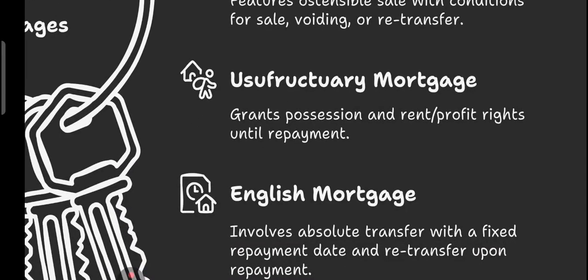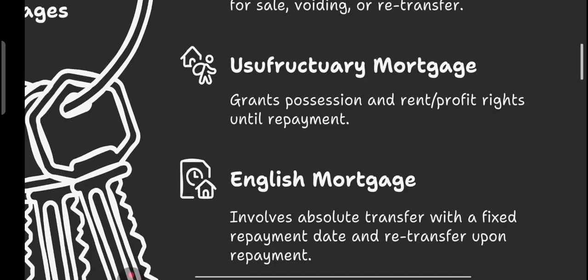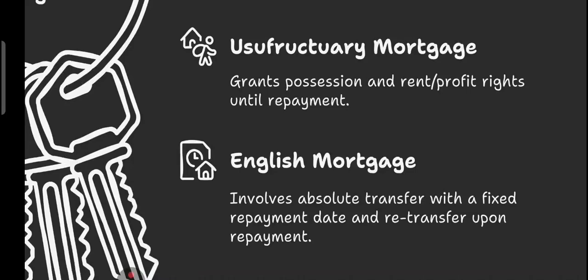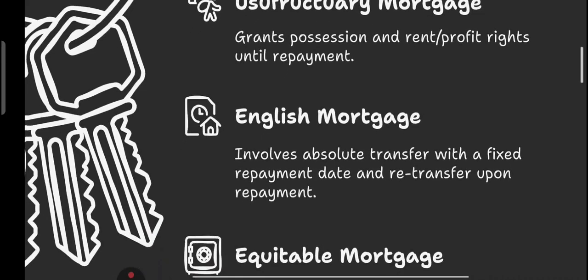Here the lender gets to use the property or earn income from it, like rent, until the loan is repaid. Whoever has lent gets to use the property or earn income until the loan is repaid. It's like using the property instead of getting monthly payments. That is called usufructuary mortgage.